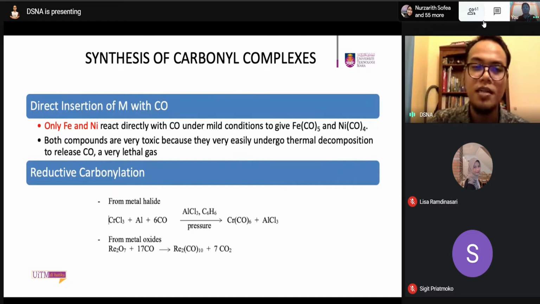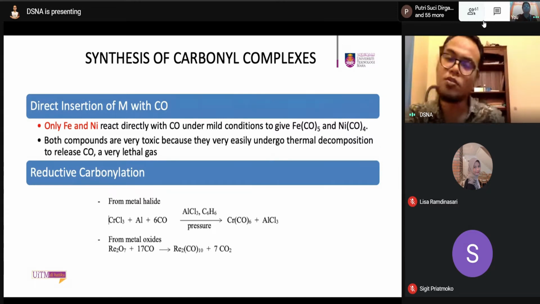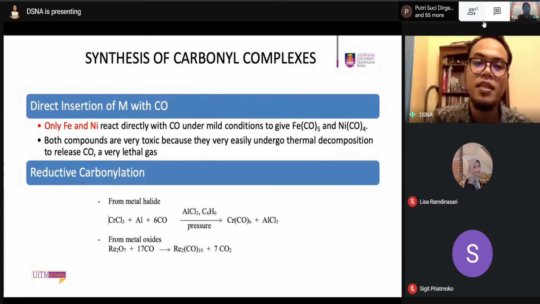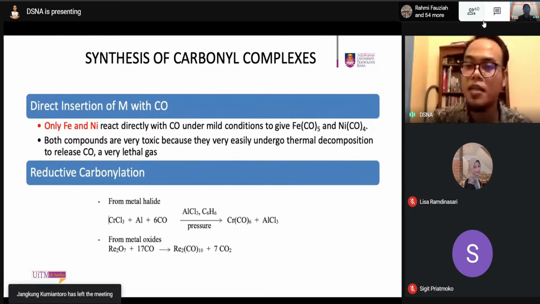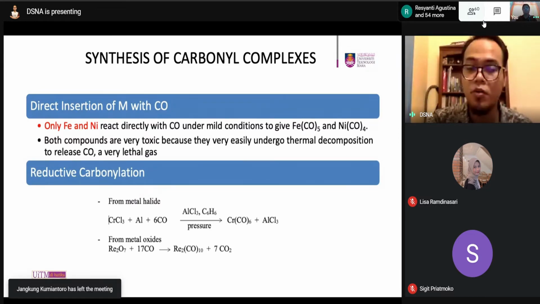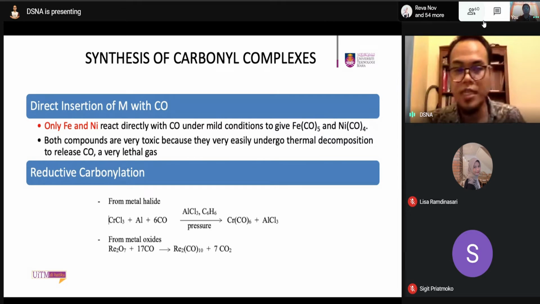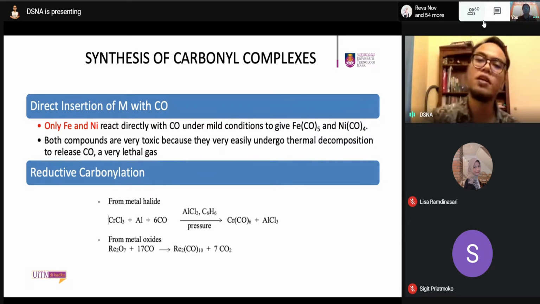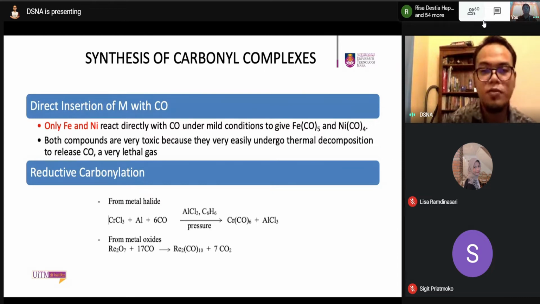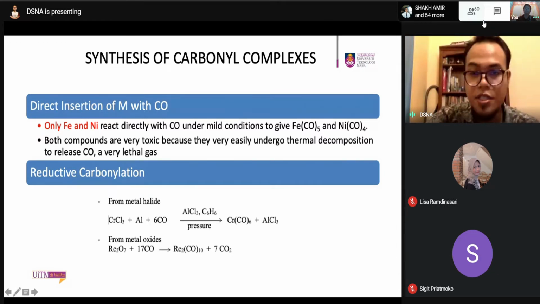It will be destroyed, and when that happens, it will release carbon monoxide gas. So this is not good for our health. Definitely, it's very lethal. It can poison. It can react with our hemoglobin, and that will cause problems to our health. So that's the first method that we can use to synthesize our carbonyl complexes: direct insertion of metal with carbon monoxide, but we have some restriction here, that only iron and nickel can be directly reacted with carbon monoxide. Unless we change the condition, then there will be a different story.